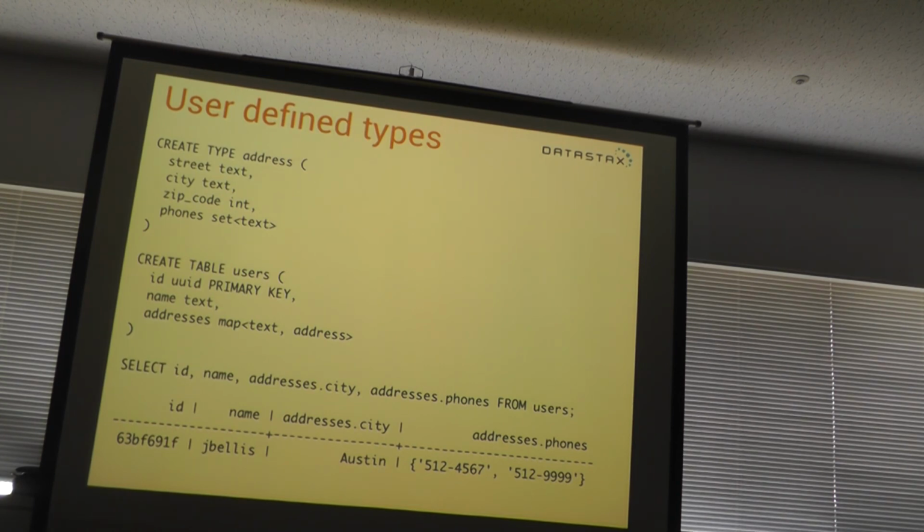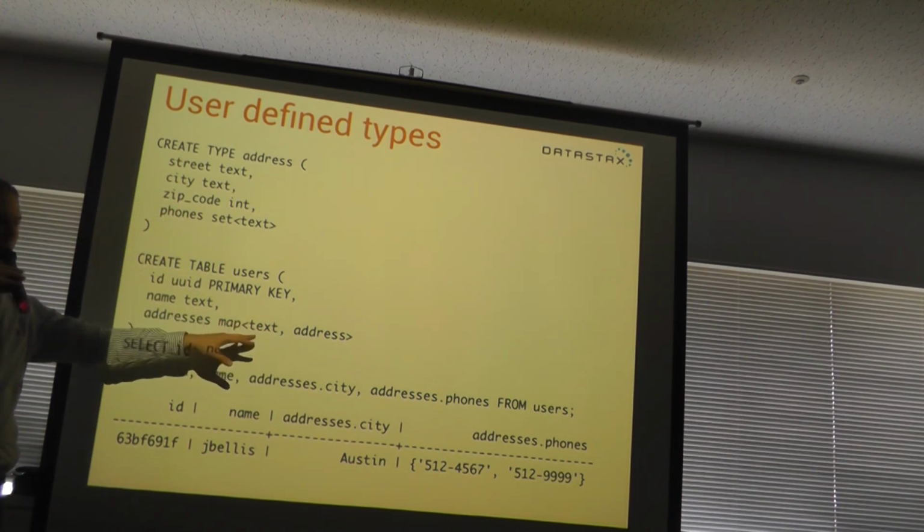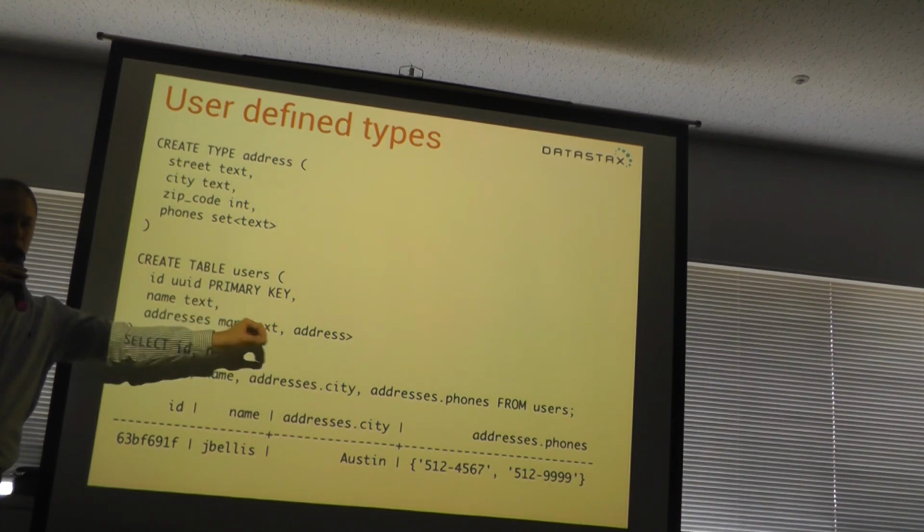But you could not nest collections, which is to say you could not have a map containing lists or lists containing sets. So you could only have a single level of that collection container. So user-defined types allow you to nest collections as well as other fields. So for instance, I could create a type called address that has 3 primitive fields and then a phone numbers set. And then I can use that address type in my users table as a map value.